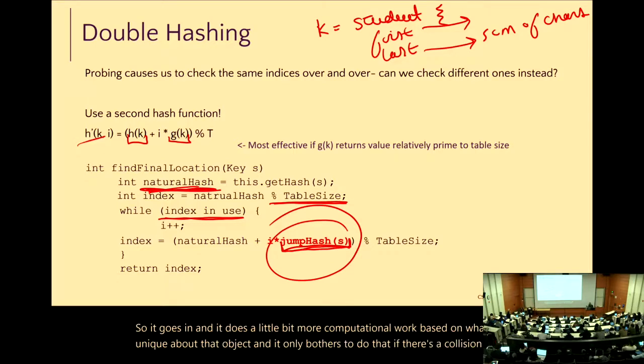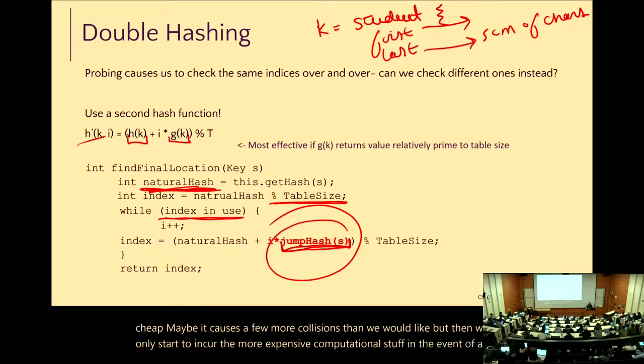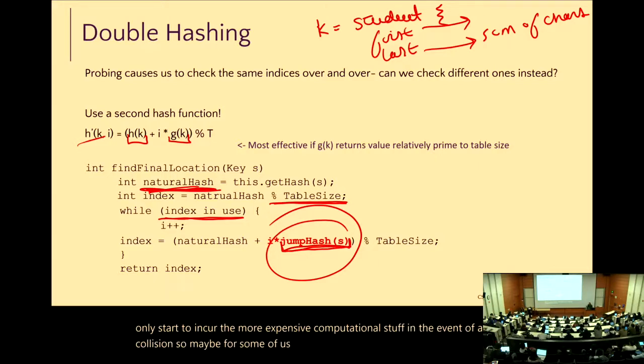So we can come up with an initial hash function that's really cheap. Maybe it causes a few more collisions than we would like, but then we only start to incur the more expensive computational stuff in the event of a collision. So maybe for some of us, they only needed our last name. For others of us, maybe they need to incorporate information from our first name to find a unique spot.